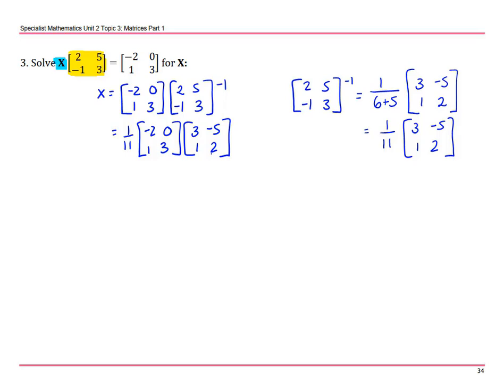Okay, now you do your matrix multiplication. Across the row, down the column. So that'll give negative 6, 10, 6, and 1. Bring in that scalar: negative 6 over 11, 10 over 11, 6 over 11, and 1 over 11.